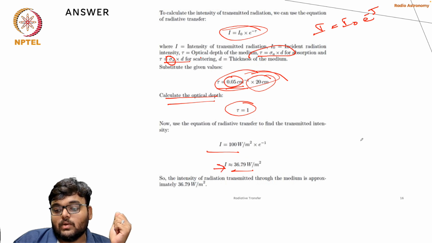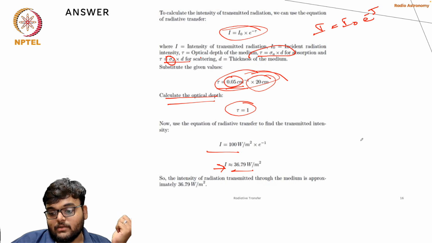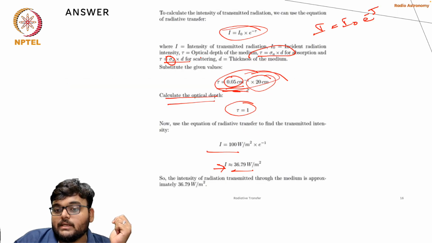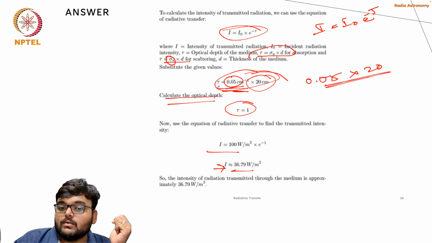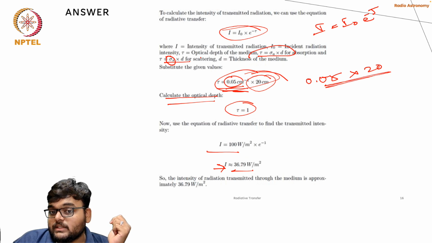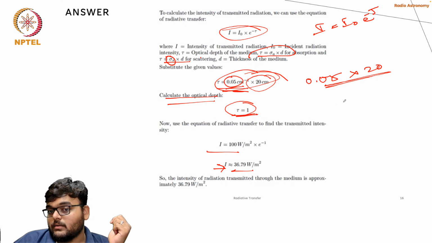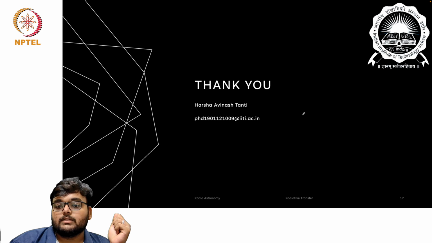Let's again revisit the values. Here it is mentioned that the absorption coefficient is 0.5. So that's why the tau value here is 0.05 into 20 centimeter. This is how tau came to be. See, centimeter to the power minus 1 and centimeter, so it is a dimensionless quantity. Tau is coming out to be 1. So that's how you do it. Thank you.